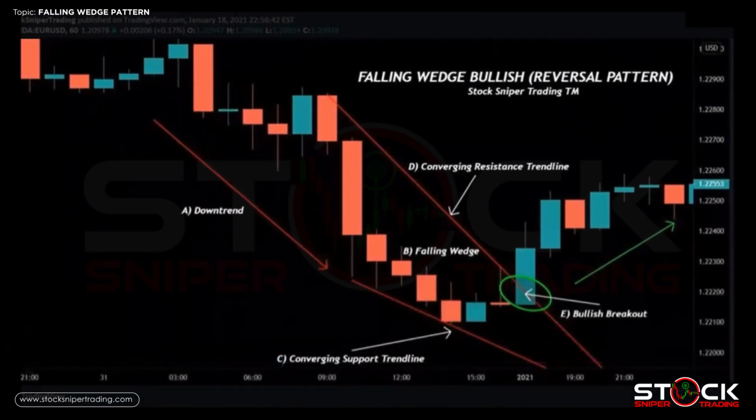This is an example of our falling wedge, which is a bullish reversal pattern. This is from our TradingView charts, and this particular example is the EURUSD pair, and we are on the 60-minute time frame where each individual candlestick is 1 hour to form. So we can clearly see we are in a bearish downtrend as price action is coming down and decreasing. And B is our falling wedge with our converging trend lines.